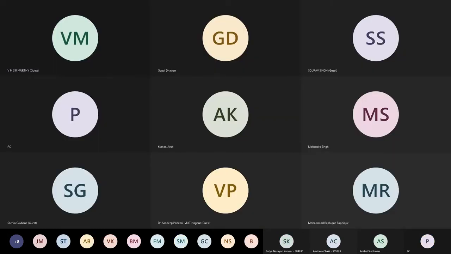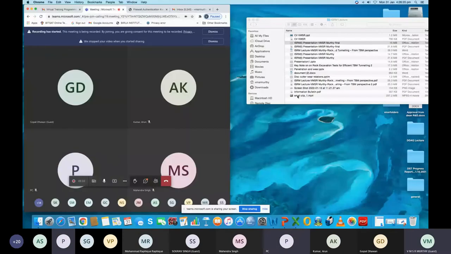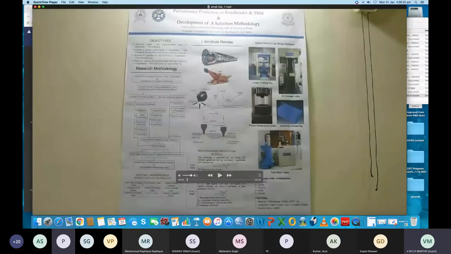So I will share my screen. I think there was some issue in between. I do not know, I'm sorry for that. Let me see whether you can see my screen or not. Can you see my screen, sir? Yeah.